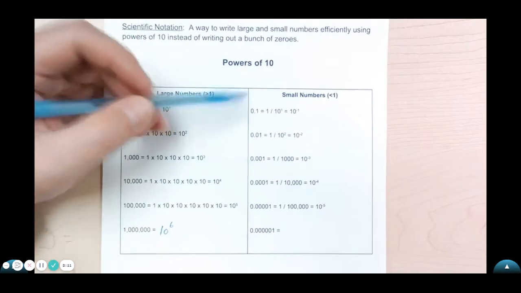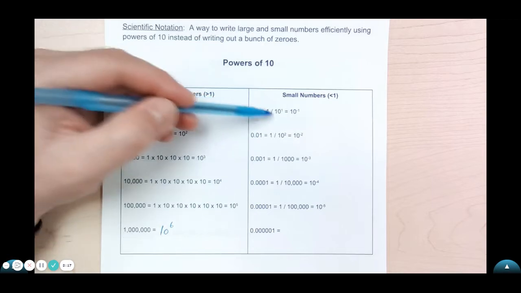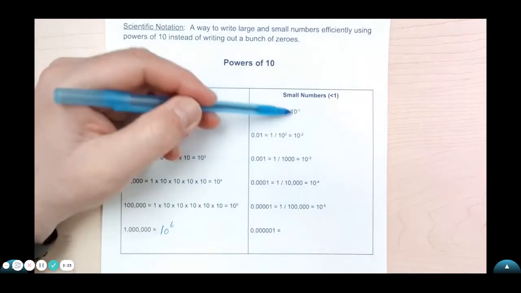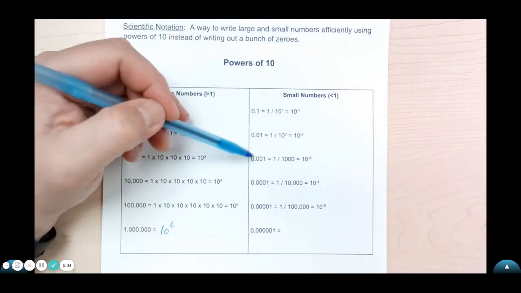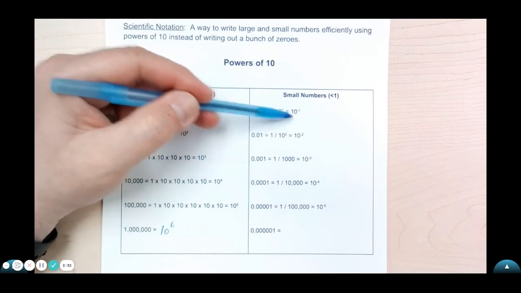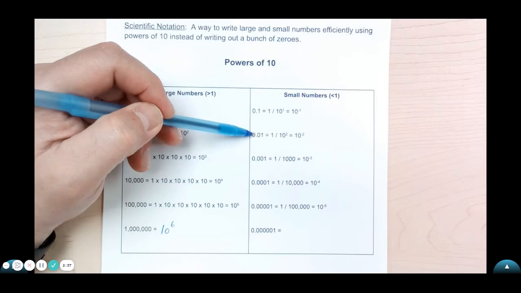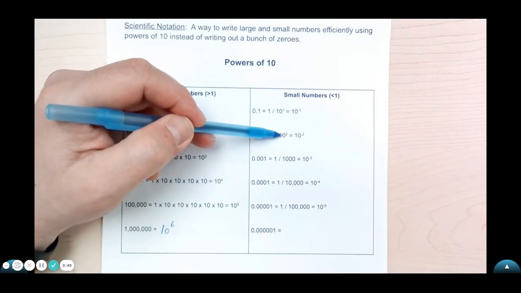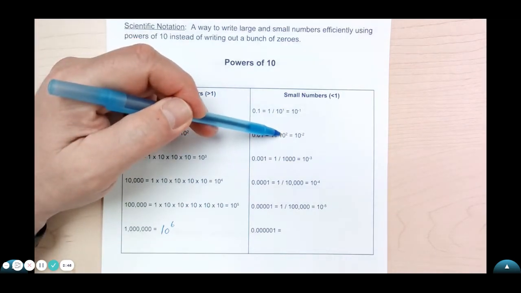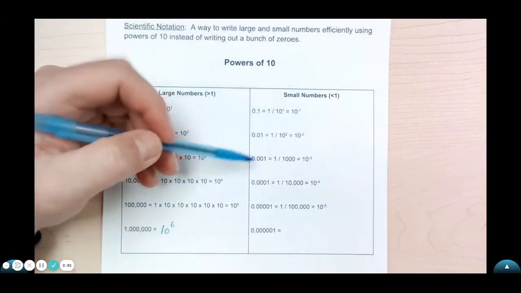When you're dealing with little numbers that are smaller than 1, this is 1/10 in words, but it's 1 divided by 10, or 1 divided by 10 to the first power. Now, a shorthand way to write 1 divided by 10 to the first power is to write 10 to the negative first power. That's literally what the -1 means, 1 divided by 10 to the 1. This is 1/100th. So it's 1 divided by 100. Remember, 100 is 10 to the second, so it's 1 divided by 10 to the second. Shorthand way, 10 to the -2 power. It's a pretty easy pattern to pick up on.